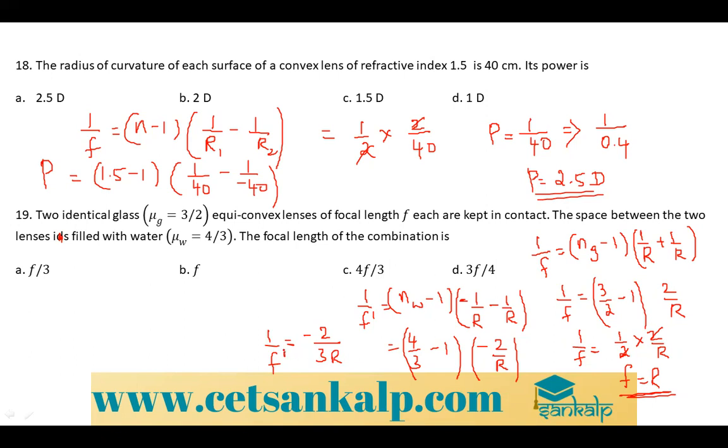So 1 by f dash, so finally I can write it as 1 by f dash is equal to minus 2 divided by 3f. Now when we take the three combination, 1 by f equivalent is equal to 1 by f minus 1 by f dash, that is minus 2 by 3f, plus 1 by f.